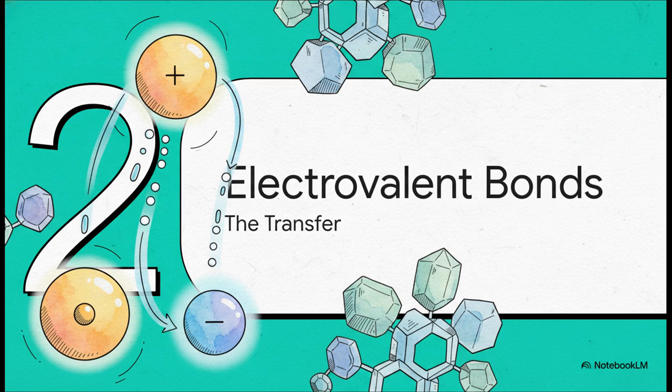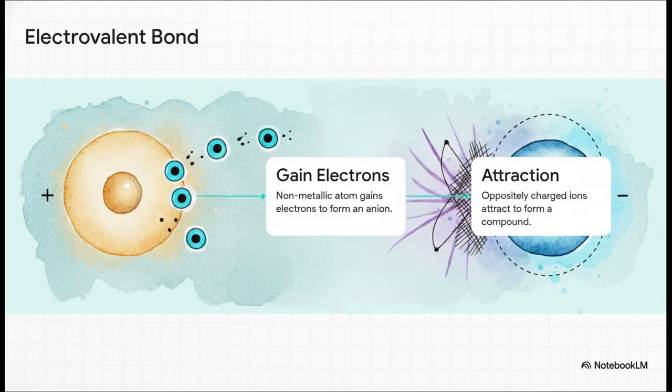Let's see how this first strategy actually builds a bond. The mechanism here is a really elegant 3-step transaction. First up, a metallic atom generously donates its extra valence electrons, and that turns it into a positively charged ion, or a cation. Step 2, a nonmetallic atom gratefully accepts those exact same electrons to fill its own shell, becoming a negatively charged anion. And step 3, because opposites attract, those new positive and negative charges lock them together with a massive electrostatic force.